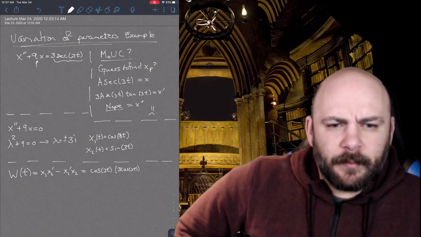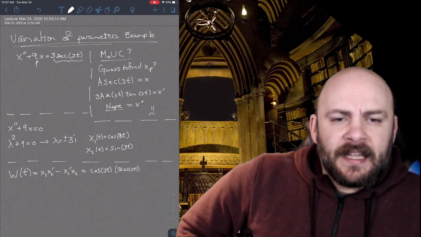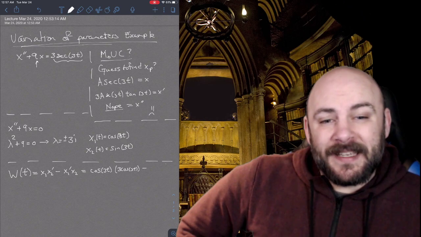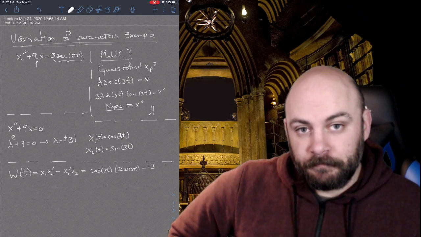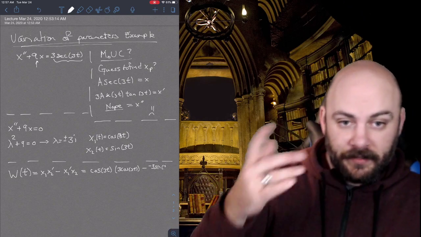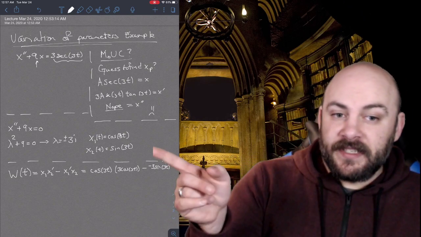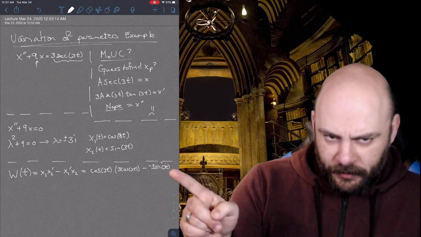I don't know if you guys have tried it before. Now we're going to go minus. Now x1 prime, that's going to be negative 3 sine of 3t. Everybody get that there? Because the derivative of cosine is negative sine. Okay, and then we have a sine of 3t. So you know what? We might as well put a squared right there.